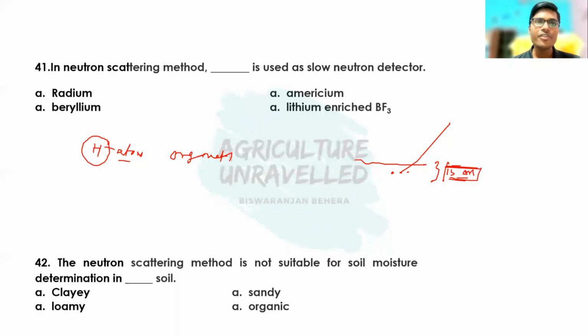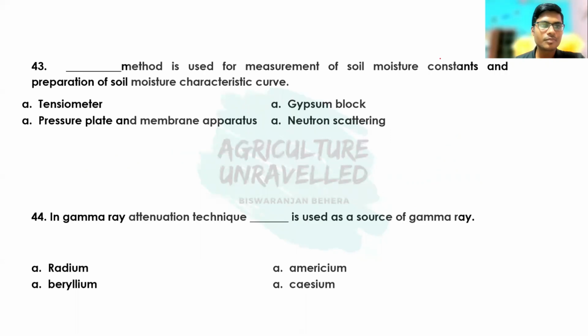So this neutron scattering method is very suitable for estimating moisture in situ, meaning under field conditions and on a large volume of soil, and it estimates the soil moisture content on a volumetric basis.